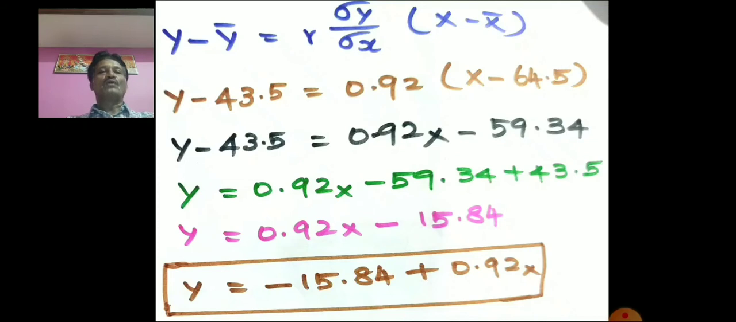So now you have to write it in the equation form, that is yc equal to a plus bx. So here a value is minus 15.84 and b value is 0.92. So the fitted line is y equal to minus 15.84 plus 0.92 x. So this is the regression equation y on x.